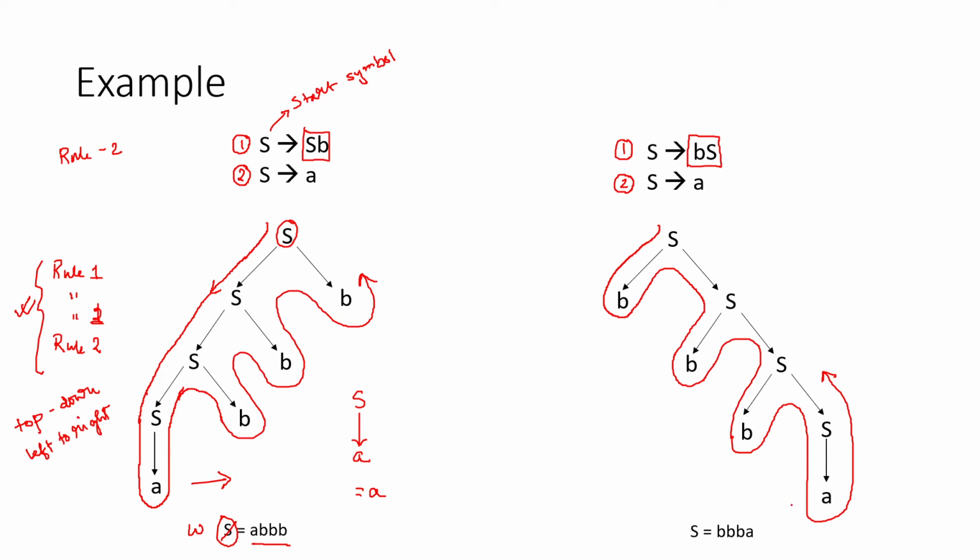So in this journey the order of visiting the symbols is this B first, then this B, then this B, then this A. That's why the string, or you can say W, generated is B, B, B, A. Now obviously how many B's you generate depends on how many times you use rule number 1. The number of times you use a particular rule totally depends upon the grammar and the string that I want to generate.